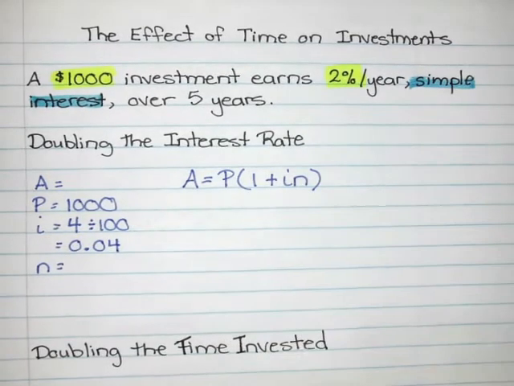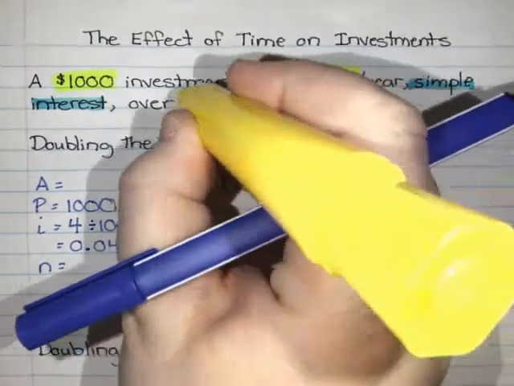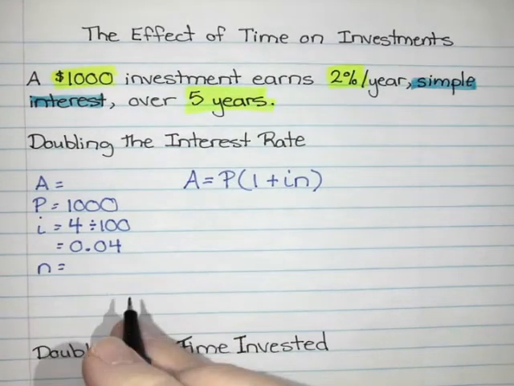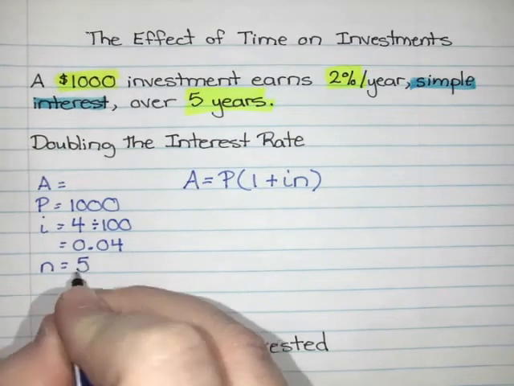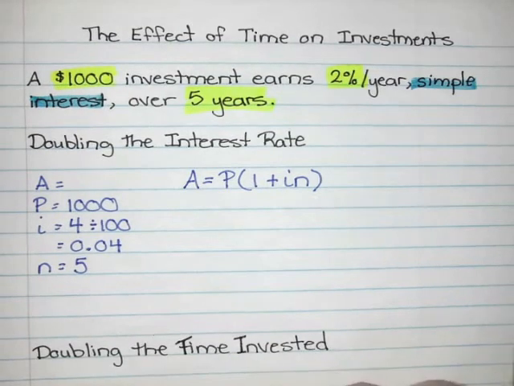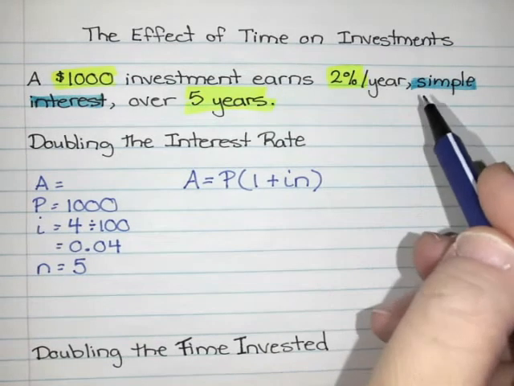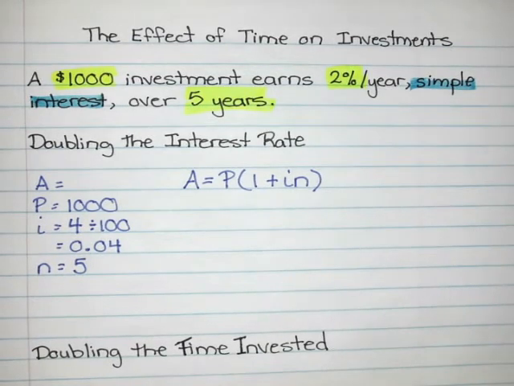And then it says it's over 5 years. So 5 years is the total amount of time. That's going to be our N. N is usually for us the number of years. It really is the number of times we're calculating interest, but since they're getting interest every year, it's once a year for 5 years, so it's 5 times.